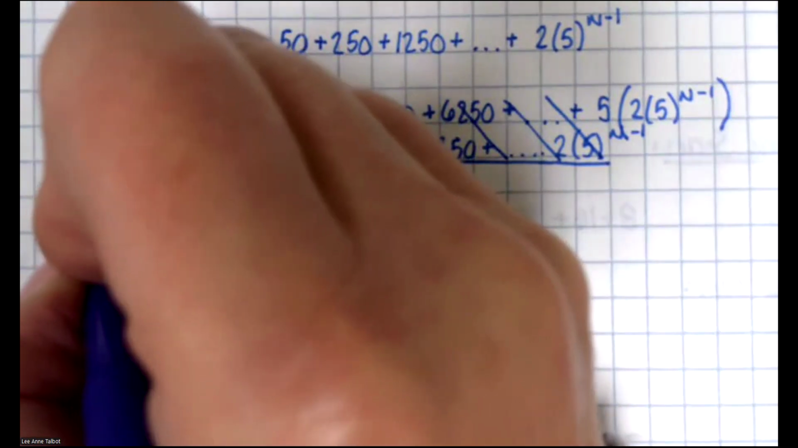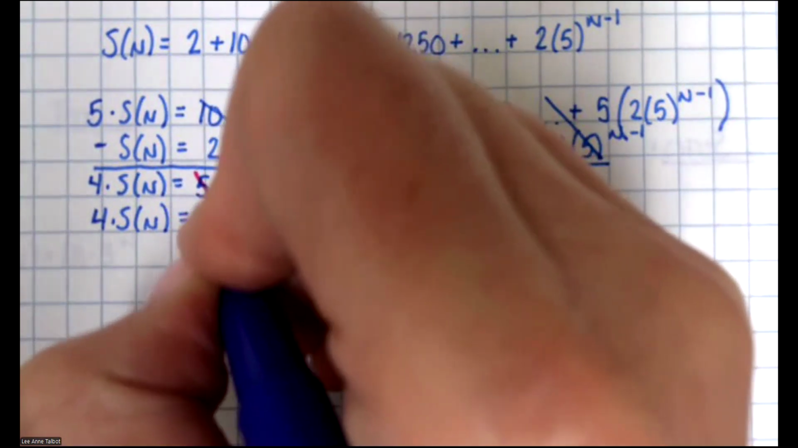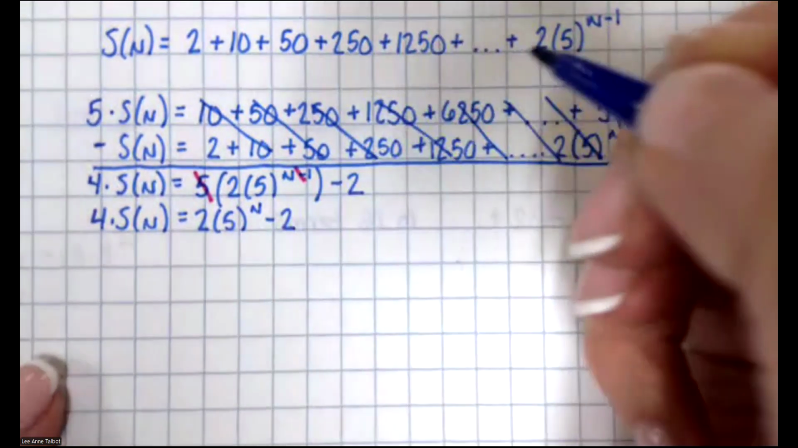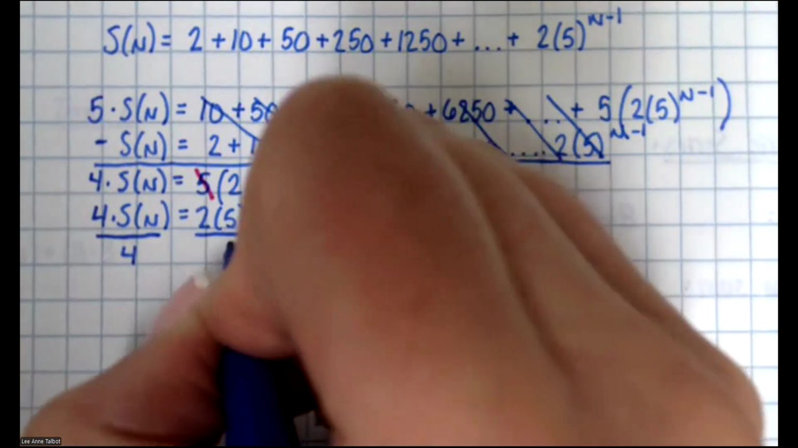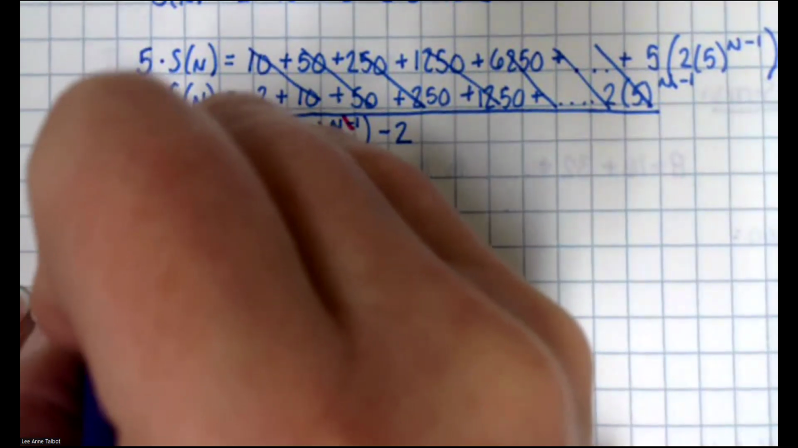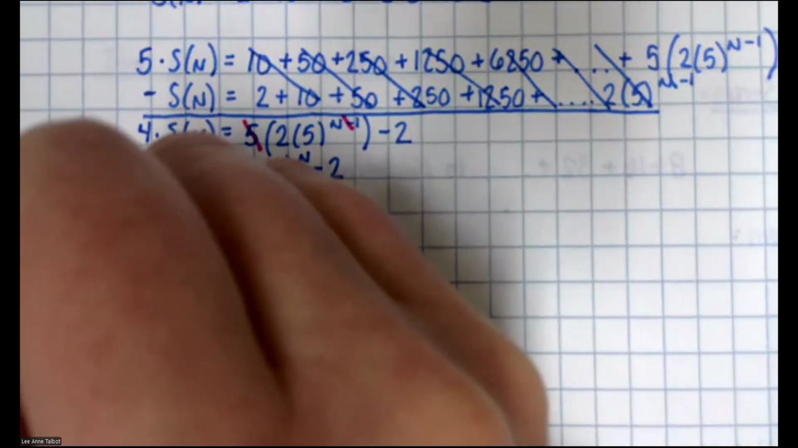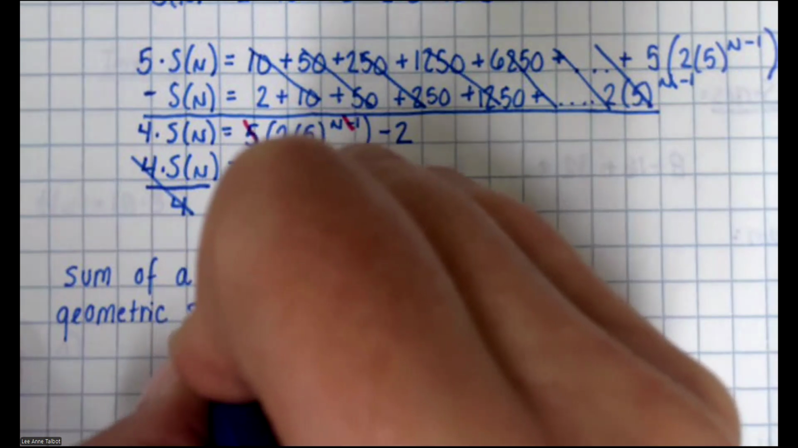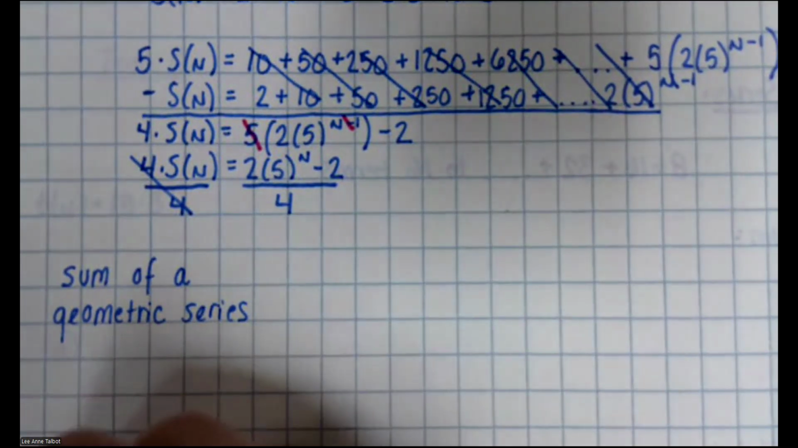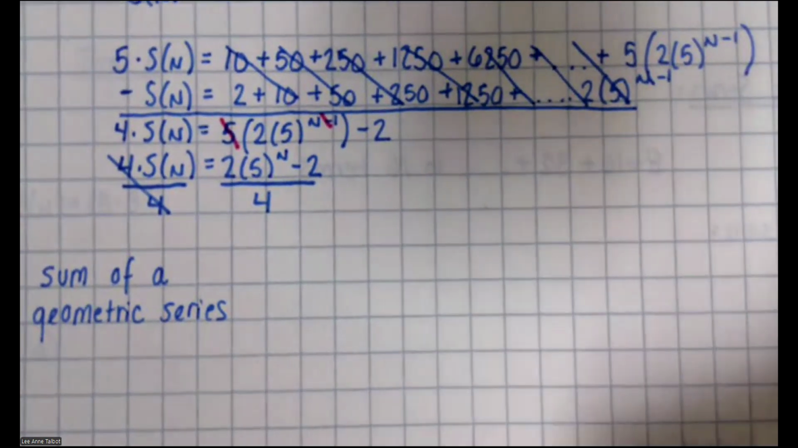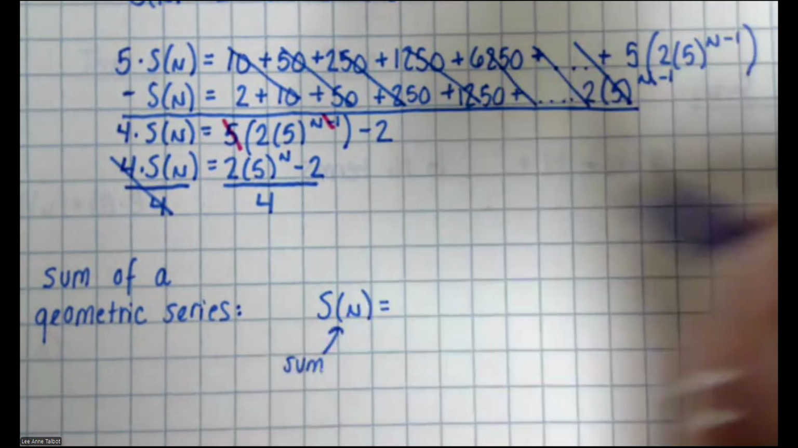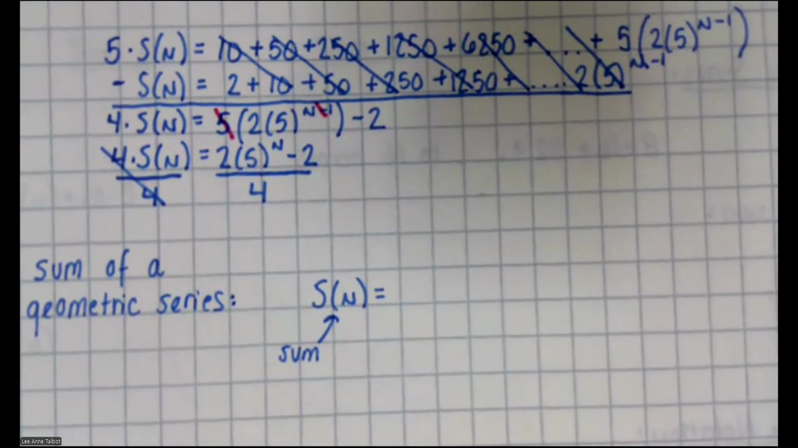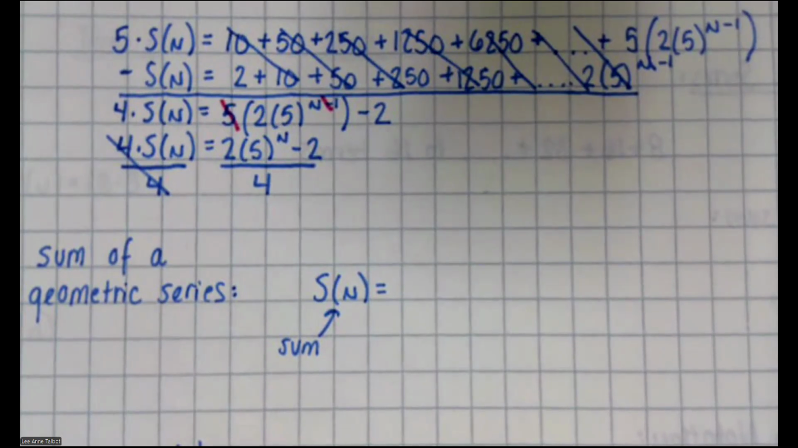So now I have 2 times 5 to the n minus 2. Okay. This is enough for us to derive our formula. This is our formula.